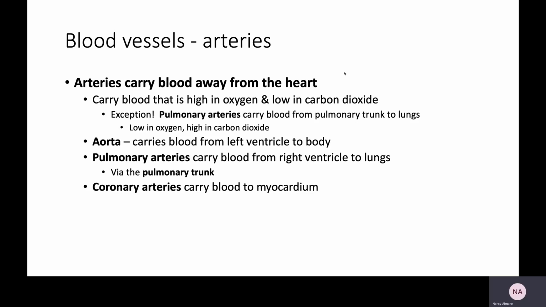The aorta is the biggest artery in the body. It's going to carry blood from the left ventricle to the body. The pulmonary arteries carry blood from the right ventricle to the lungs. After splitting off the pulmonary trunk, and we've already talked about how the coronary arteries are the first two branches off the aorta and are going to carry very rich, very oxygenated blood to the myocardium.